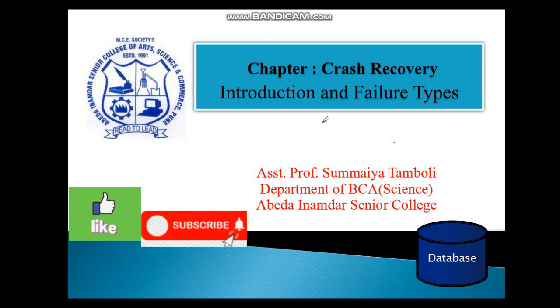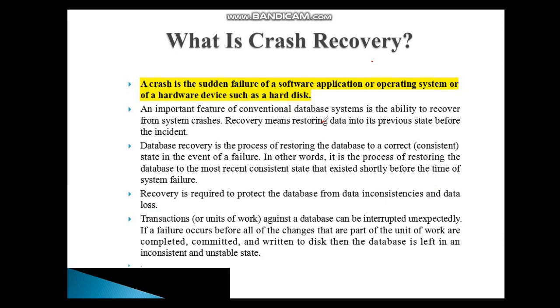Today we are going to see Introduction and Failure Types of chapter Crash Recovery. What is crash recovery? Before understanding the concept of crash recovery, let us understand what is the meaning of crash. Here, a crash is the sudden failure of a software application or operating system or of a hardware device such as a hard disk. So basically this means a type of failure, any type of failure in system is called a crash.